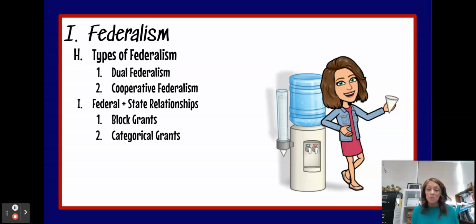Of those two types of grants, which do you think a state is going to prefer? Think about it, answer the question. And if you guys have any questions, let me know.